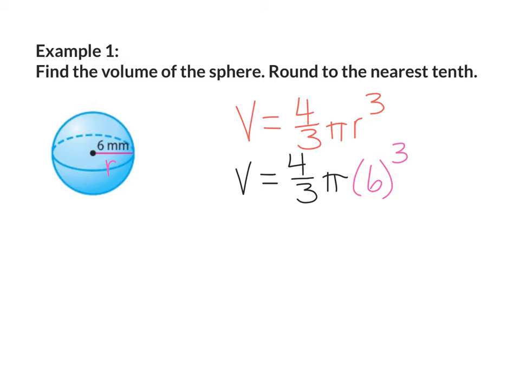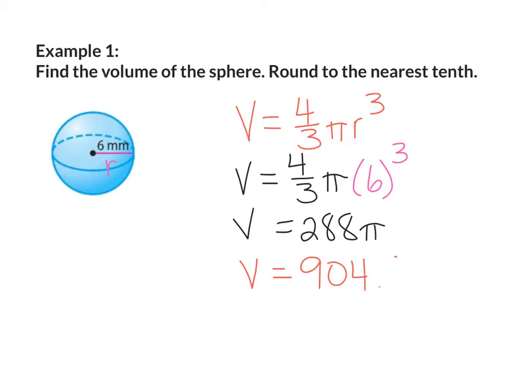So when I multiply out 6 to the power of 3, that gives me 216. Times 4 divided by 3 will give me 288 pi. So 288 times pi will give me the volume of 904.8 millimeters cubed.